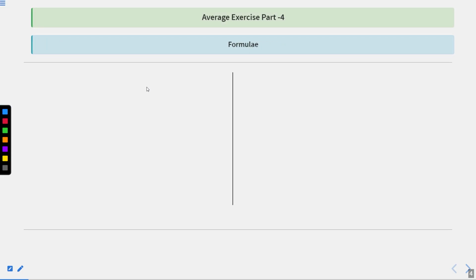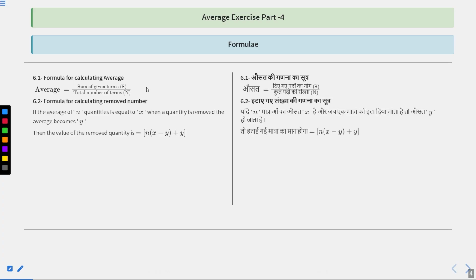Now first, let's see some formulas related to average. The first formula is the general formula of average: sum of the given terms upon total number of terms. The second is the formula for calculating a removed number. If the average of n quantities is x, and when a quantity is removed the average becomes y, then the value of the removed quantity is n(x minus y) plus y.